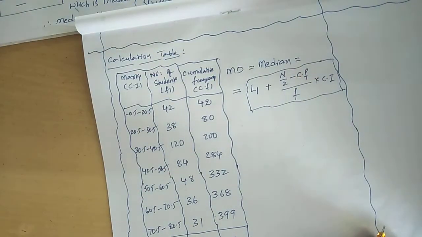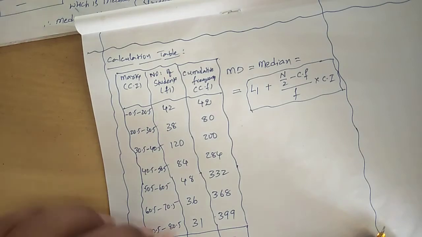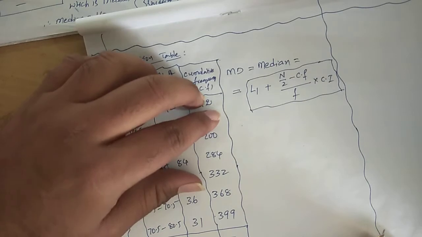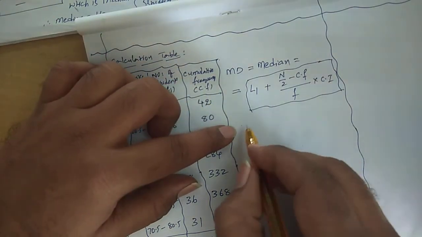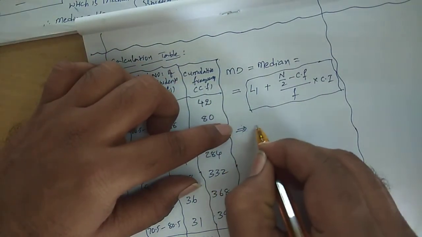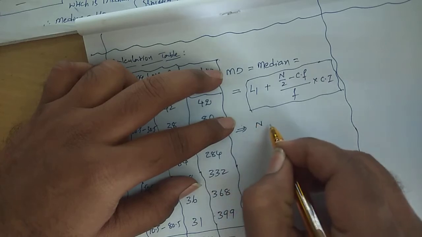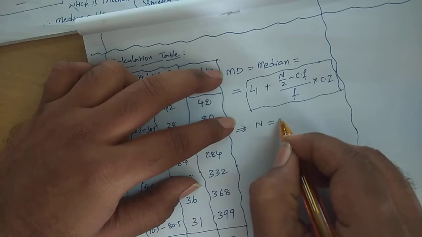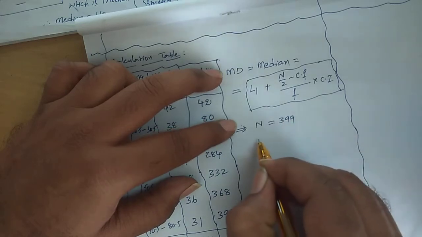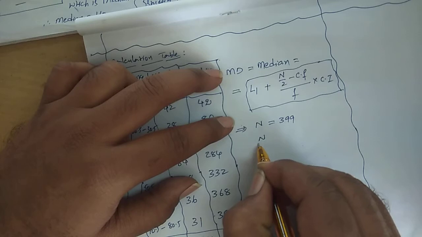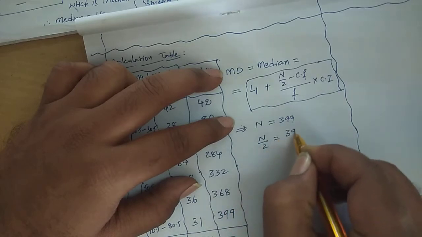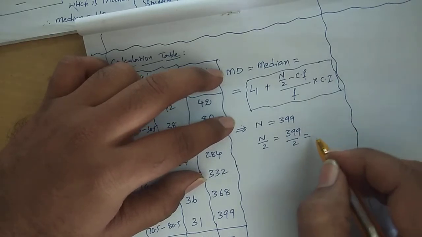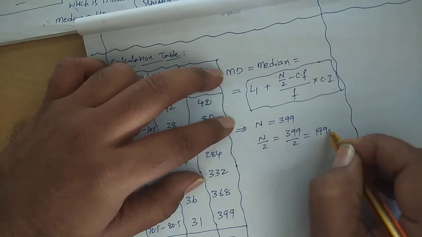Okay. Now first thing, in order to calculate all these things, you need to calculate n by 2. So what is n by 2 here? This implies n is nothing but how much will you get? 399. Then n by 2 becomes 399 by 2. How much will you get? 199.5.